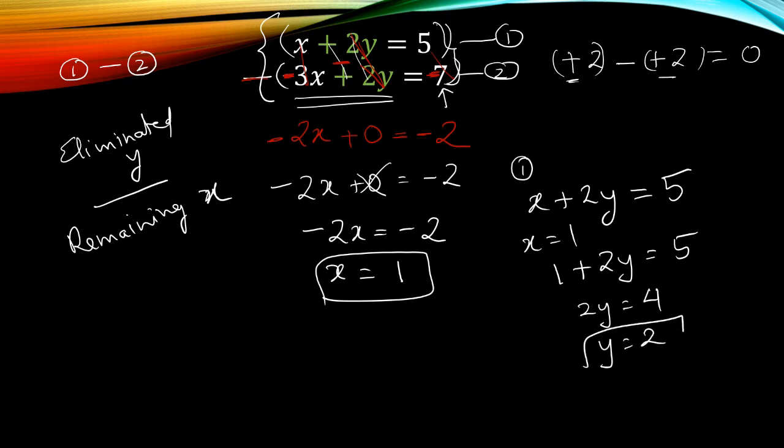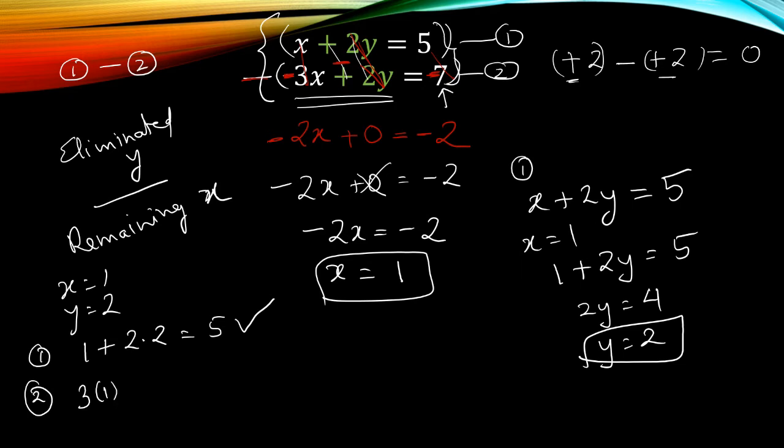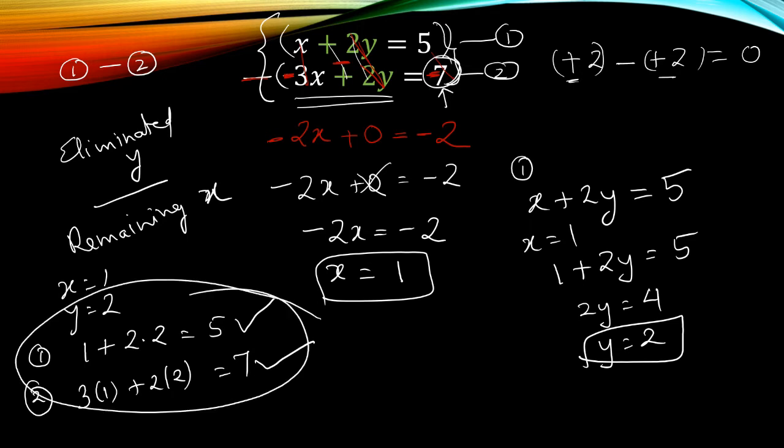So y equal to 2 is the value for y now. x is equal to 1 is the x value. Now we have x is equal to 1 and y equal to 2. Go back to the equations to verify. The first equation will be 1 plus 2 times 2, which is 5, and this is correct. Second equation is 3 times 1 plus 2 times 2, which is equal to 7, and which is given on the right hand side of this equation, which is also correct. So verification is also done.